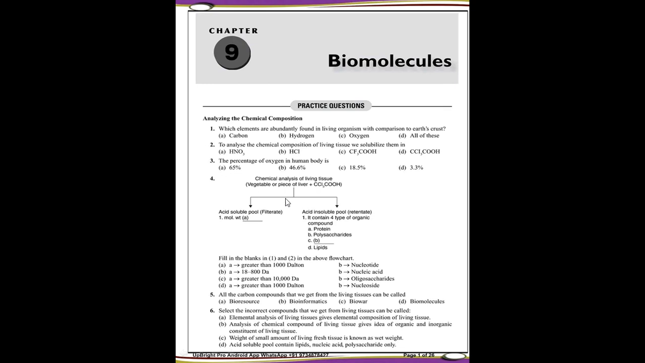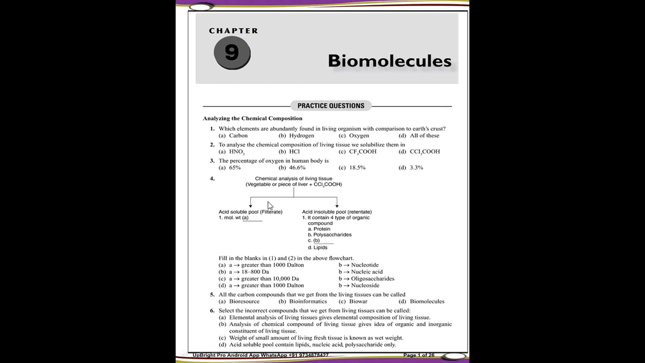Okay, let's see the chemical analysis of this living tissue. We have a vegetable tissue plus trichloroacetic acid to give us an acid soluble pool, a filtrate, and an acid insoluble pool. You have a living tissue and you want to analyze the chemical composition. We have to solubilize it in trichloroacetic acid, and that gives us two fractions. The filtrate will contain the acid soluble pool, which is mostly the component of the cytoplasm, which has a very low molecular weight of, let's say, less than 800 daltons. Then the macromolecules will form part of the acid insoluble pool.